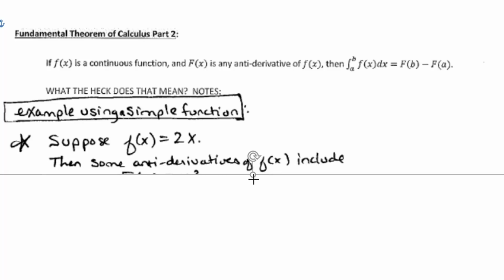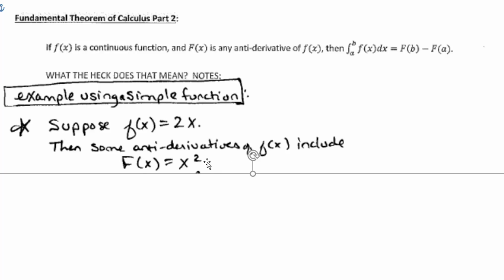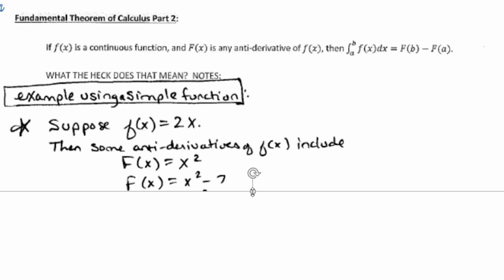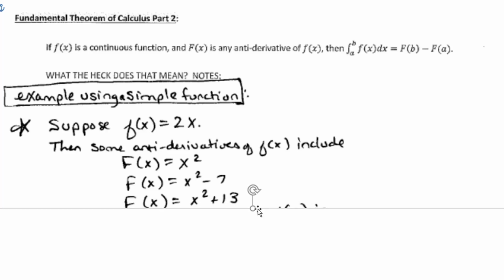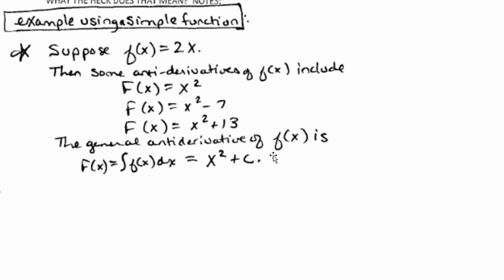Well, there's lots of functions that could be, right? Capital F of x could be x squared, because the derivative of x squared is 2x. Capital F of x could be x squared minus 7, because the derivative of that is also 2x. Capital F of x could be x squared plus 13, because the derivative of that is 2x. In fact, all of these are just examples of specific antiderivatives. In general, the antiderivative of f of x is x squared plus c, where c could be any constant number.